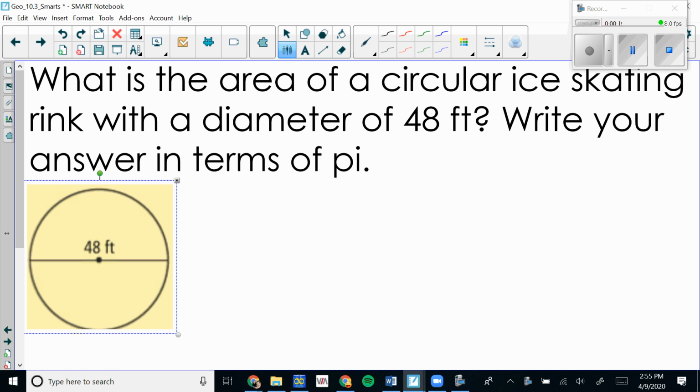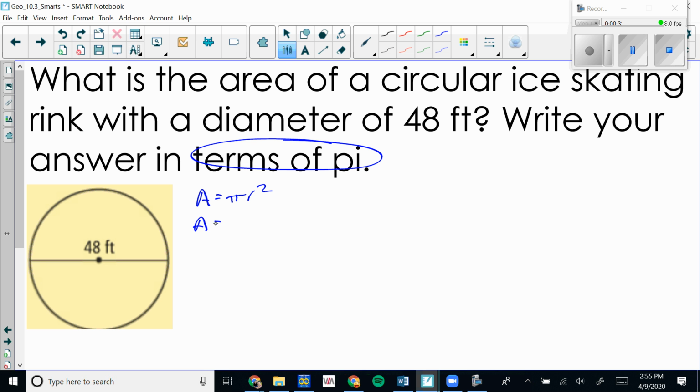So we've got to remember that area equals pi r squared, and it wants it in terms of pi, which just means that we're going to have pi in our answer. All right, so let's see here. Area equals pi, and then we want the radius, so that's going to be half of our 48 feet, which is 24. So times 24 squared. If I type 24 squared into the calculator, I get 576. We typically write that before we write pi, so 576 pi, and this is area, so we say it's square feet.